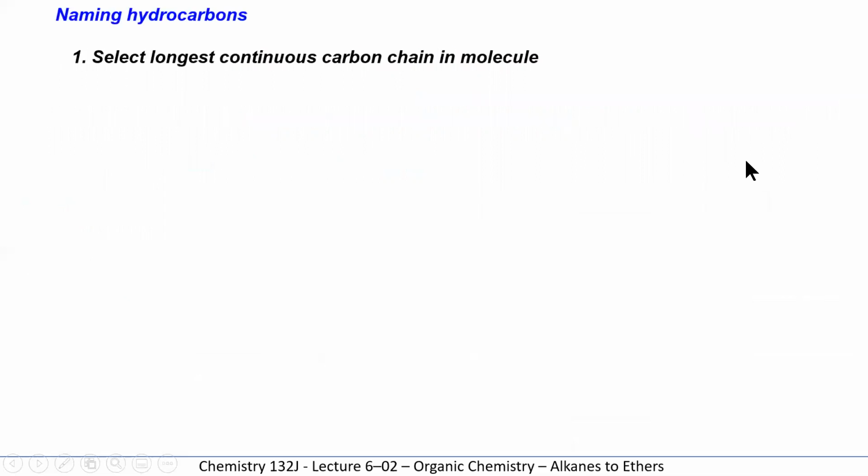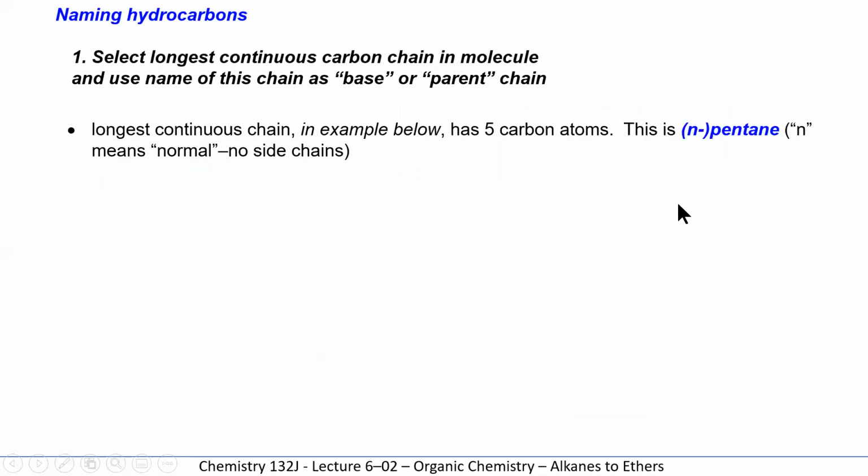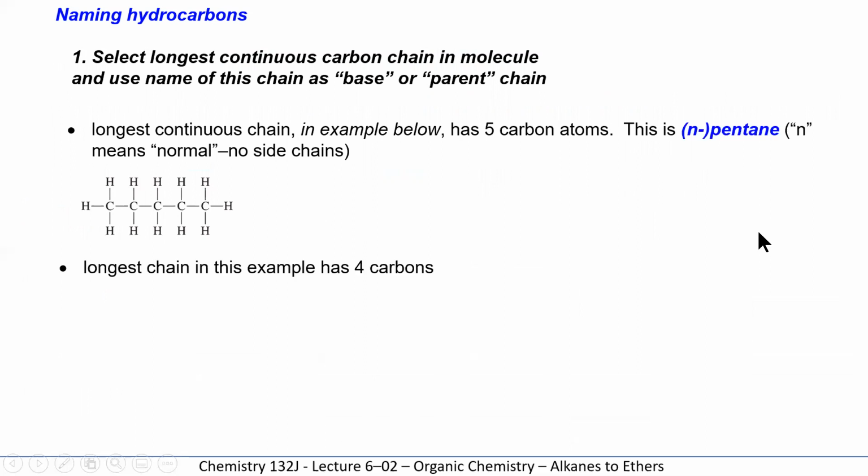Now when we name the hydrocarbons, we're going to select the longest possible chain and name it accordingly. For instance, if we see pentane, we can see that there's 5 carbons in this chain. And that's what pent means. Ane means they're all single bonds. And N simply means it's normal. There's no branching of the chain. So here's N-pentane.